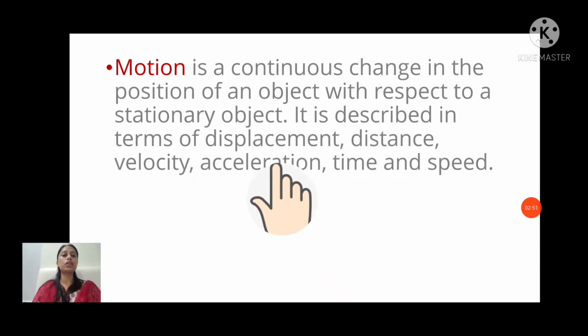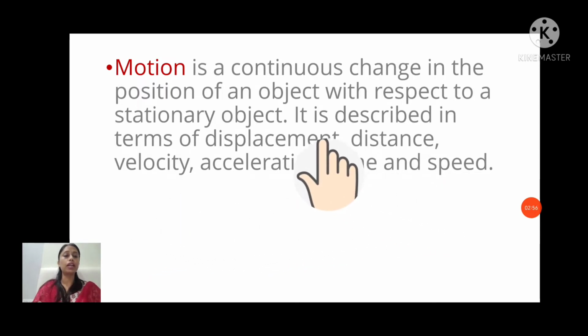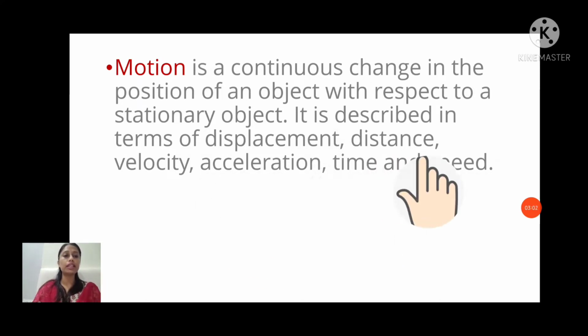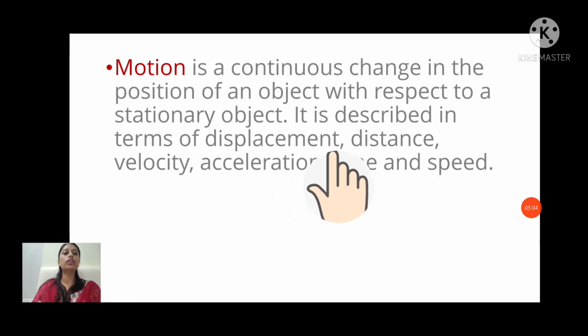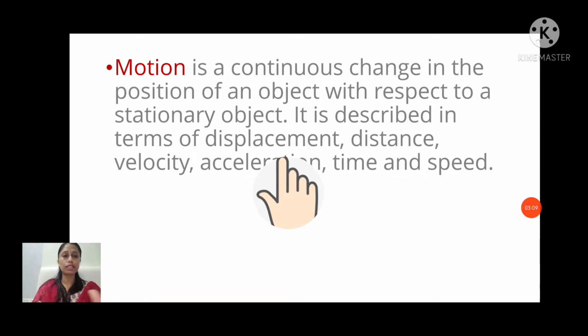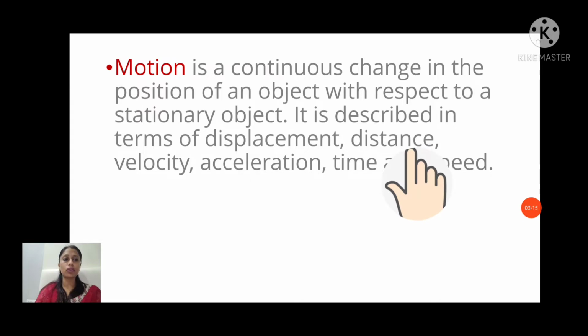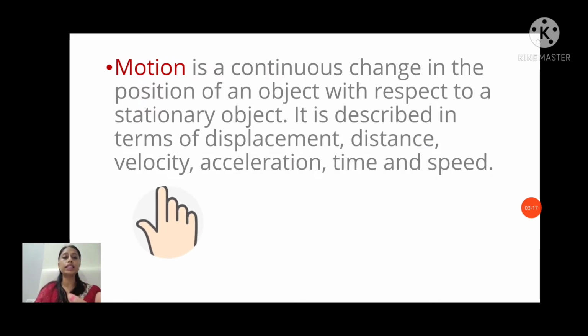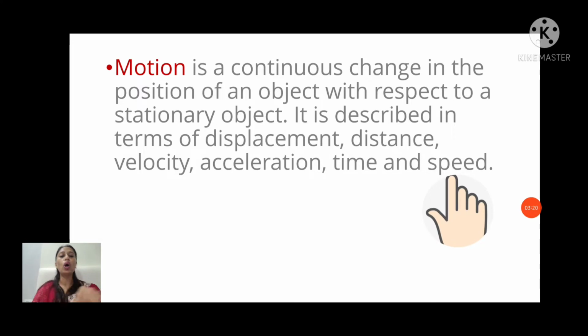It is described in terms of displacement, distance, velocity, acceleration, time and speed. Here, the motion is described in terms of many terms. In those terms we will understand actually what motion is: along with motion we will understand displacement, distance, what is distance, what is displacement, velocity, acceleration, time and speed. All these terms we are going to understand along with motion, and then we will actually know what motion is along with all these terms.